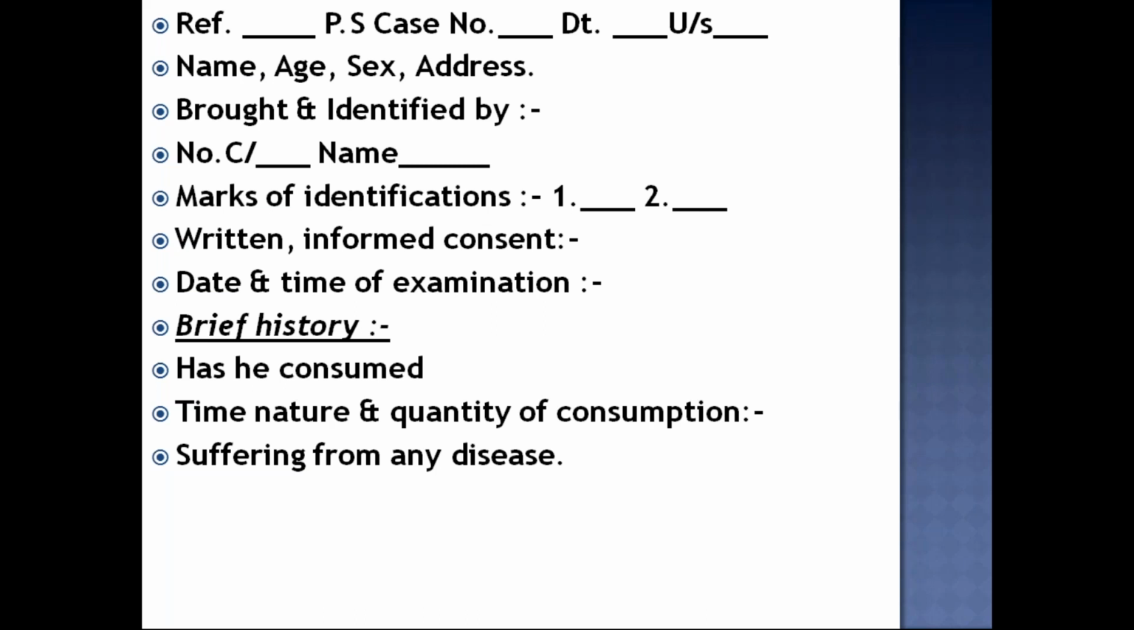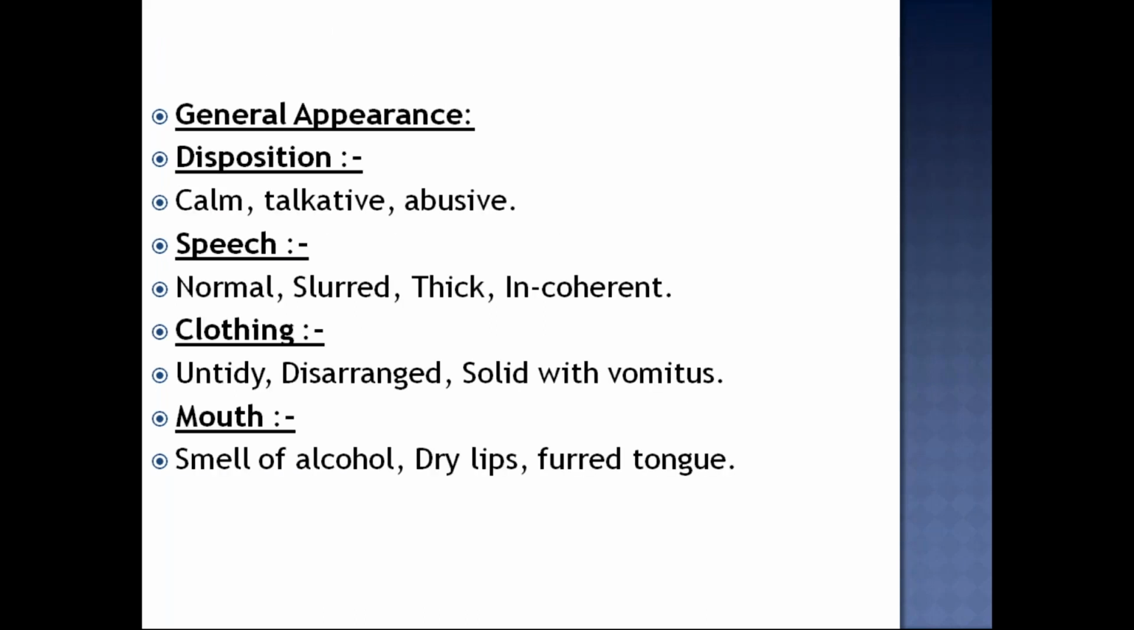If the person is able to talk, ask him. If the person is not able to talk, then you have to ask the same questions to his relative. Time of consumption, nature and quantity of the consumption, which brand he has used, and whether he is suffering from any diseases. And you have to write what the general appearance is, whether his clothes are tidy or whether his clothes are muddy.